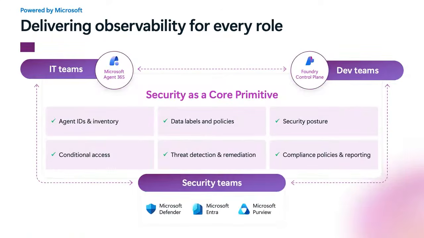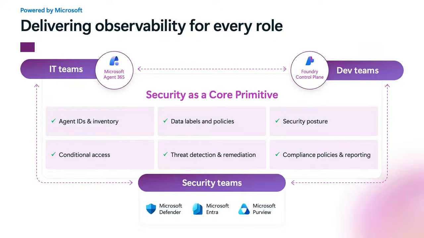Different teams care about different parts of observability. IT wants to know what agents exist, who owns them, and what they're allowed to do. Developers want feedback on whether an agent is safe to ship and whether it stayed aligned after changes. The security team wants the bigger risk picture across apps, agents, data, identity, and threats. Agent 365, Foundry, Entra, Defender, and Purview provide the shared foundation instead of forcing everyone to build their own view.